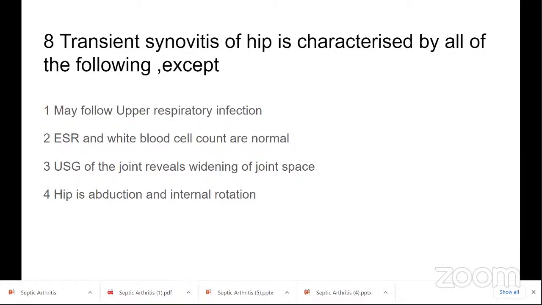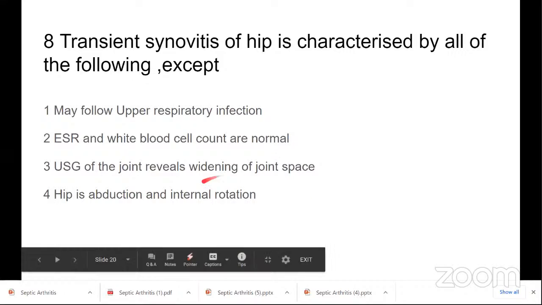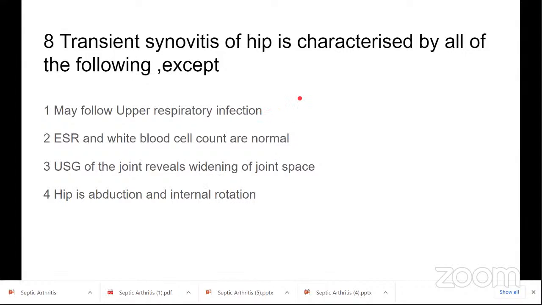Option 4. Very good. Internal rotation. Yes, very good. One good clue, you can clinch the answer. Most of the times, the children certainly have one past episode of upper respiratory infection. Okay? It is an immunological aberration. Transient synovitis is an immunological aberration, a reactive synovitis, wherein the child would have had an upper respiratory infection, viral infection in the past. So, transient synovitis is a self-limiting disorder. Just bed rest and analgesics will solve the problem.